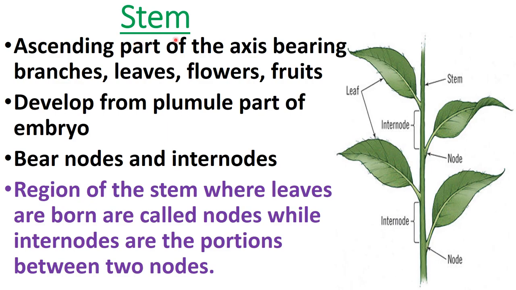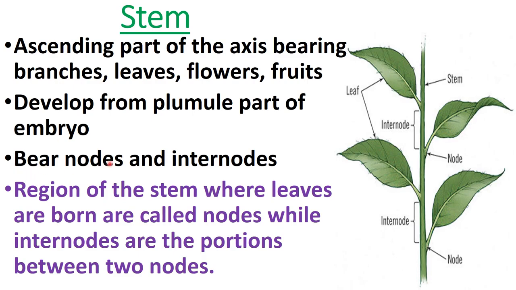And where does the stem arise from? It develops from the plumule, part of the embryo. As you know, inside the seed, the embryo is present, and when the seed germinates, that embryo gives rise to the root and shoot. The plumule part of the embryo develops into the stem and the radicle part develops into the root. So the stem arises from the plumule part of the embryo that is present inside the seed.